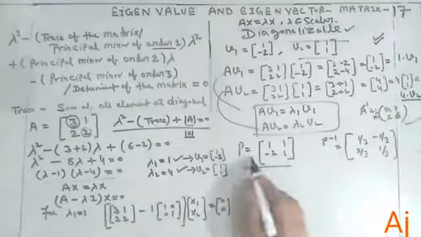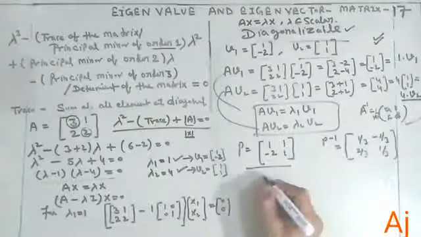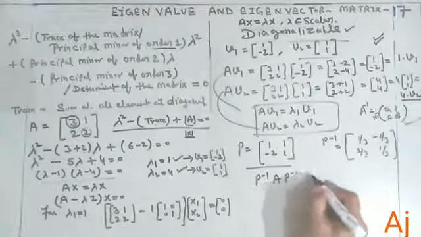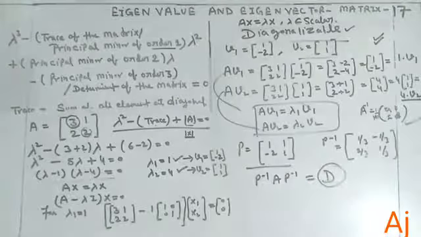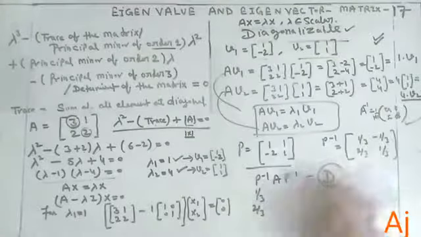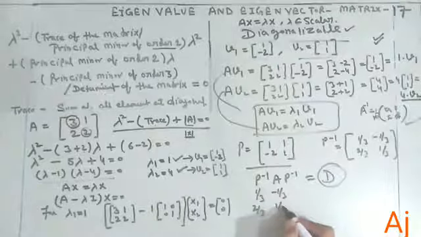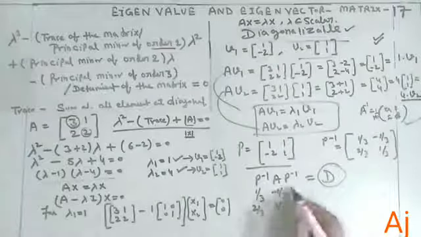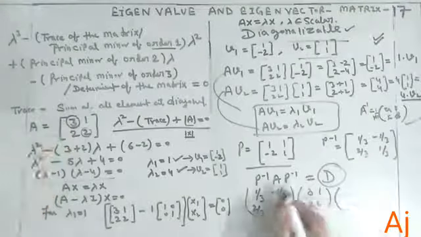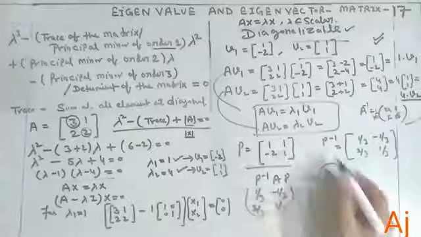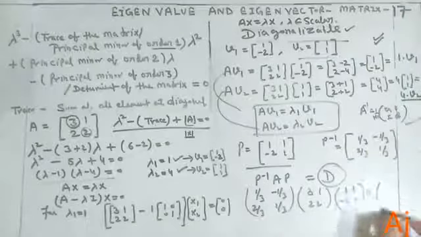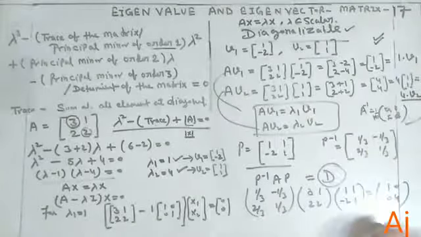So you have got P and P inverse. If you multiply P inverse into A into P, then you will get D, that is the diagonal matrix. Now P inverse is 1 upon 3, 2 upon 3, minus 1 upon 3, 1 upon 3, and multiply it by this matrix 3, 1, 2, 2, and then by P, which is 1, 1, minus 2, 1. If you multiply all of them, you will get 1, 0, 0, 4.